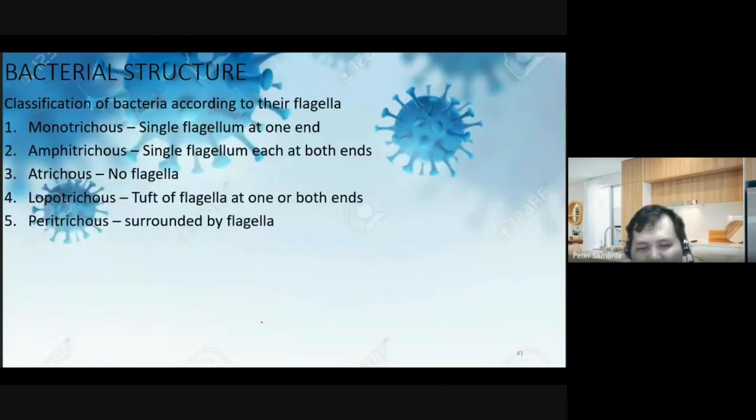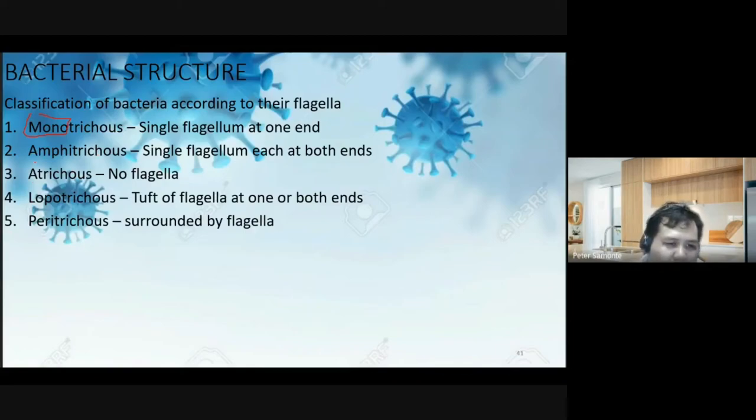Now, you could actually classify your bacteria according to the number of their flagella. So, the first one would be your monotrichous. From the word mono, meaning single. So, your monotrichous means single flagellum at one end. Amphitrichous, meaning both or opposite ends. Amphitrichous, single flagellum at each or both ends.